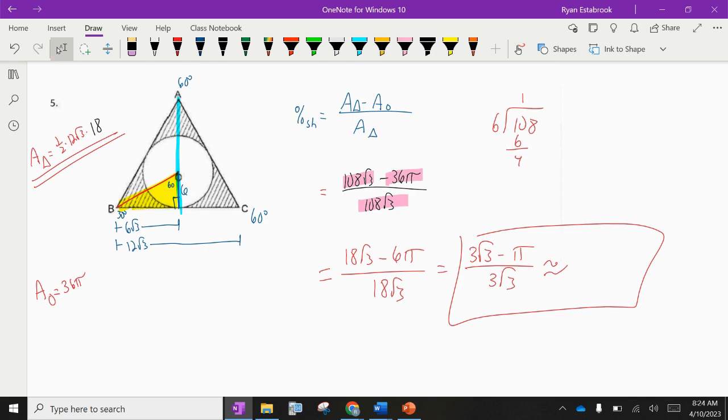Who's got that percent for us? Amelia, go ahead. 39.540. Thank you. So there is our percent shaded.